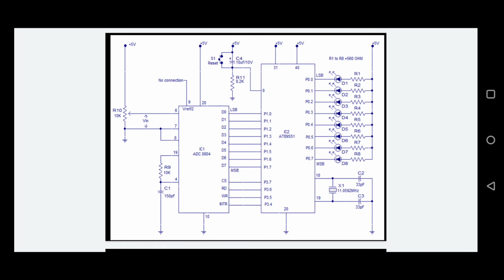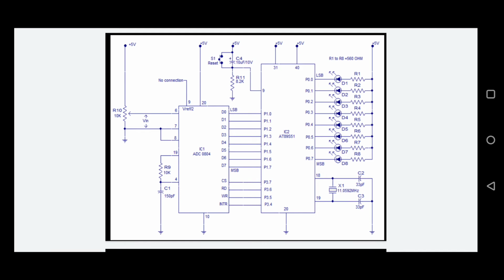See the diode. The LED is shown as a diode, and on top of the diode there are two arrow marks, right? So these are called diodes. The LEDs D1 to D8 are connected to the port pins P0.0 to P0.7. So these LEDs are connected to the microcontroller by using the port 0 pins. And here the resistors R1, R2, R3, R4, R5, R6, R7, R8, right? These 8 resistors are called current limiting resistors.